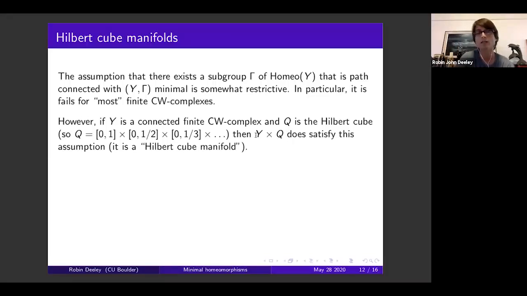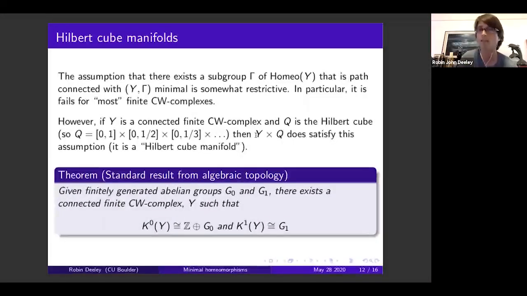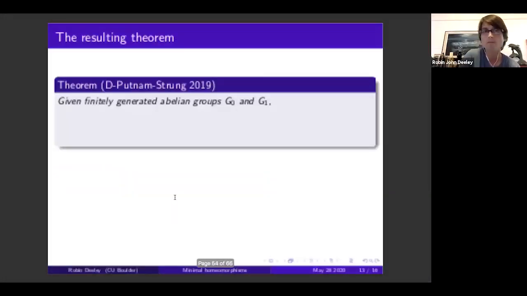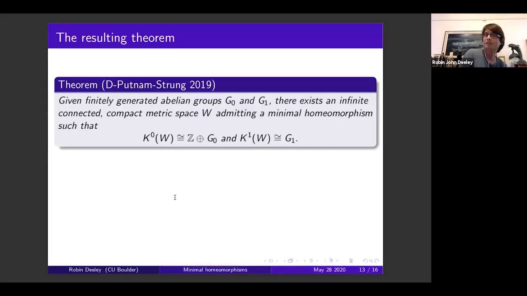And now the last ingredient is a standard result from algebraic topology, which says that we can realize this using a finite CW complex, so any K-theory groups. All right, so we're running out of time, but let's state that theorem. So we've got finitely generated groups, and we make a space that has the required K-theories and has a minimal homeomorphism.